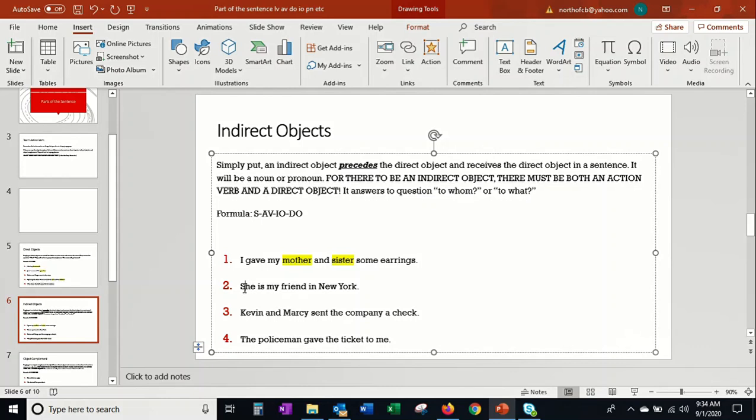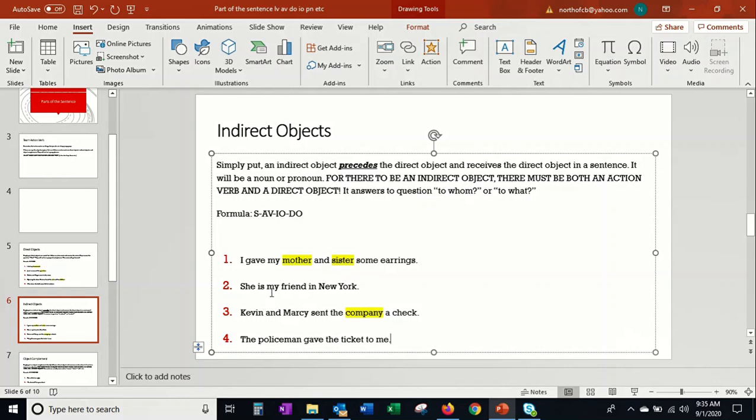Let's look at number 3. We're going to skip number 2 for a second. Kevin and Marcy sent the company a check. Sent. Who sent? Kevin and Marcy. What did they send? Let's pass that ball forward. They sent the check. So here's our direct object, right? That answers the question what? Sent what? A check. Who or what received that check? Pass the ball backwards. The company. There's our indirect object. Okay? So indirect objects come before the direct object, and they answer the question basically who or what received the direct object. Who received the earrings? Mother and sister. Who received the check? The company. Okay? That's what indirect objects are.